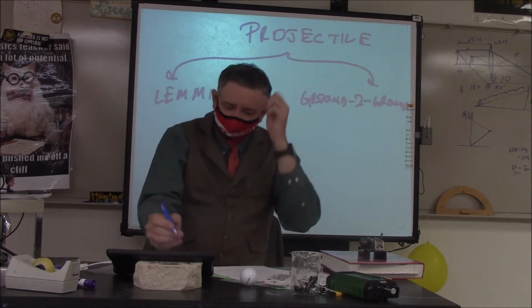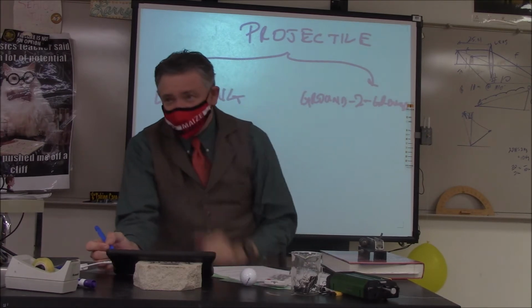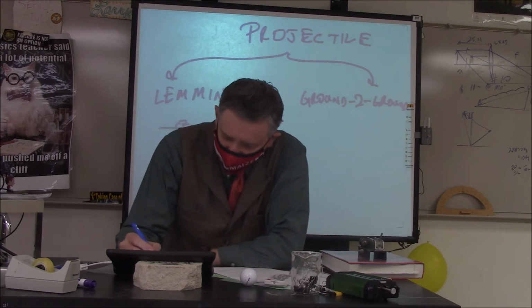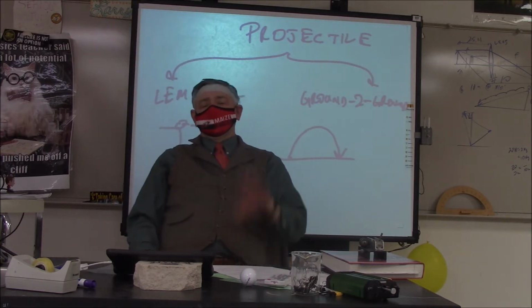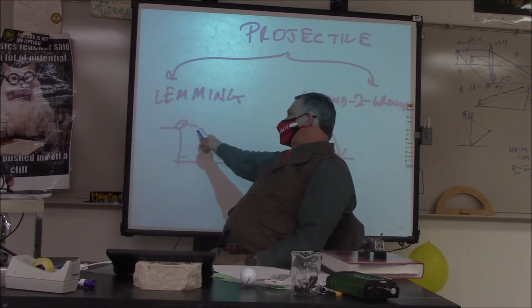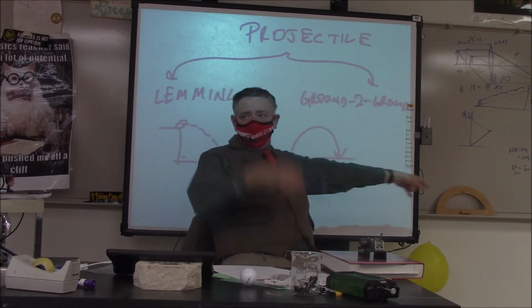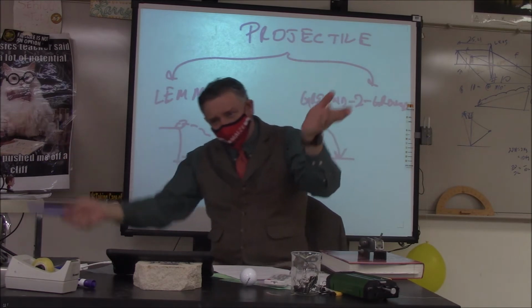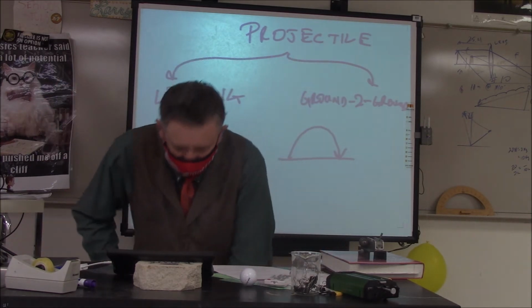So on a lemming problem, you can have something shot out like this. And then on a ground to ground problem, the simple version is like a golf club shot that goes something like this. Today, we're only going to focus on the lemming problems, and then tomorrow we'll deal with the ground-to-ground problems, and we'll do a live demonstration on Wednesday, and then we'll call it good.